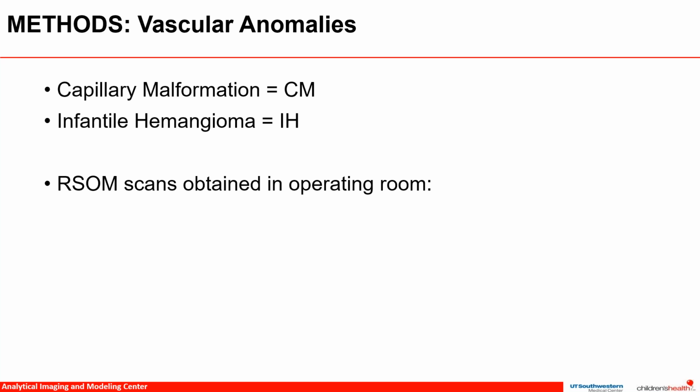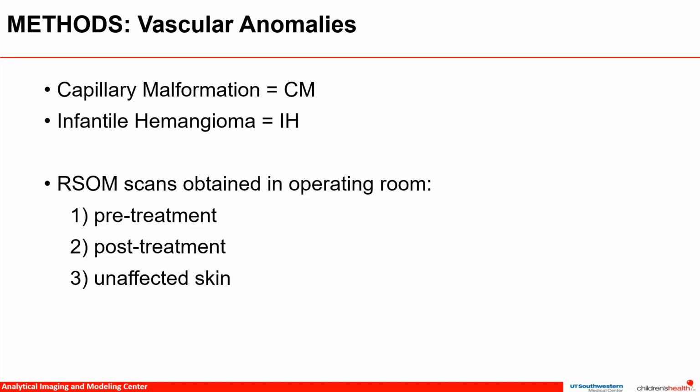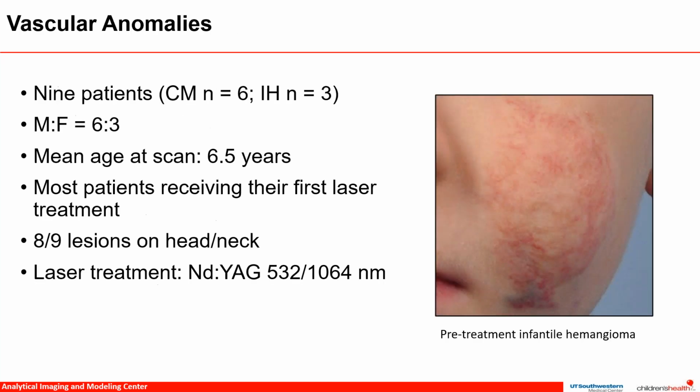Now that we validated the information we were obtaining from the Rsom laser and had a method for calculating blood vessel volume, we applied these techniques to studying vascular anomalies. Using the methodology that we developed, we studied capillary malformations and infantile hemangiomas in patients who were undergoing a series of therapeutic laser treatments. We obtained a total of 3 scans per patient in the operating room: pre-treatment affected, post-treatment affected, and an unaffected skin region.